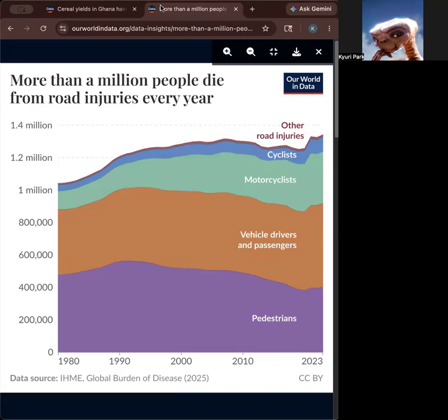And my bad example is this stacked area chart. It is showing global road injury data from 1980 to 2023, broken down by road users. So the x-axis is years, continuous, and the y-axis is number of deaths, also continuous. And road user category is nominal since the groups have no particular order.